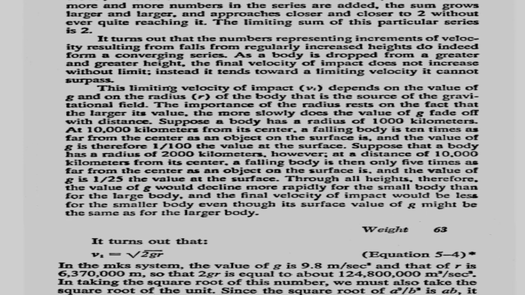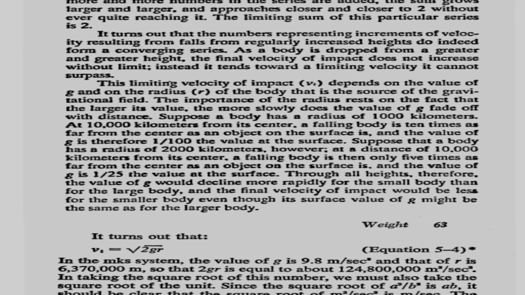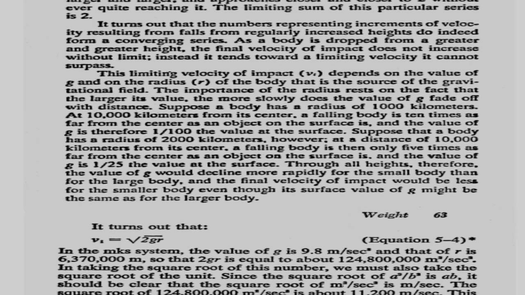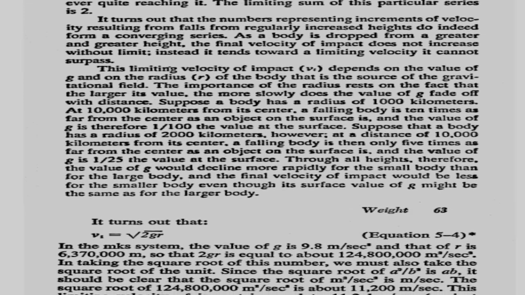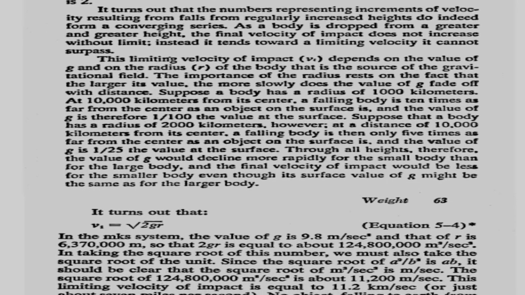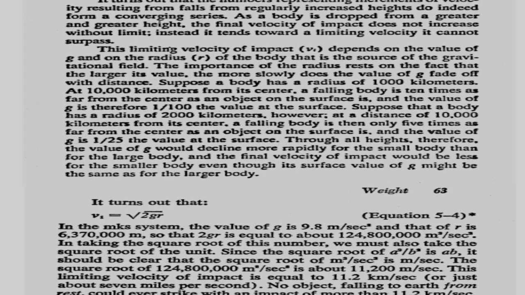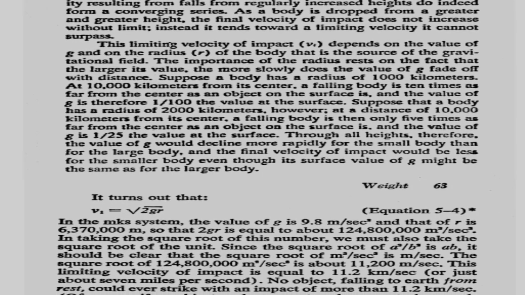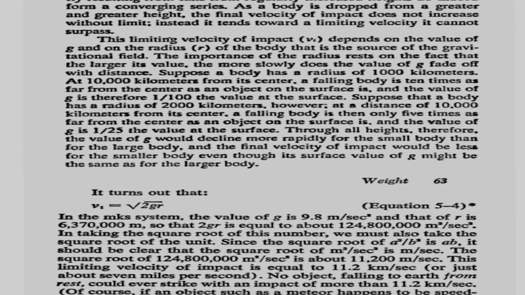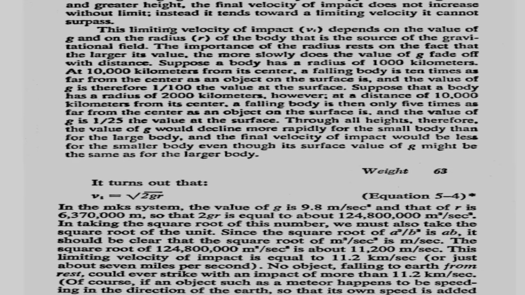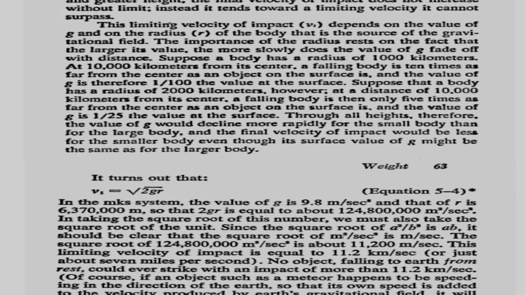In the MKS system, the value of g is 9.8 meters per second squared, and that of r is 6,370,000 meters, so that 2 times g times r is equal to about 124,800,000 meters squared per second squared. In taking the square root of this number, we must also take the square root of the unit. Since the square root of a squared by b squared is a times b, it should be clear that the square root of meters squared by seconds squared is meters by seconds.